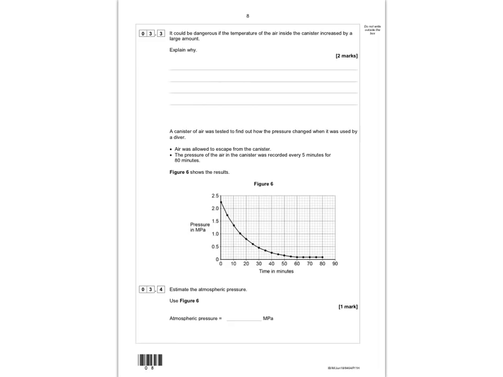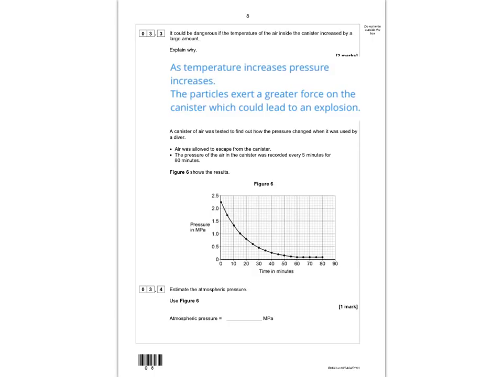So question 3.3 says it could be dangerous if the temperature of the air inside the canister increased by a large amount. Explain why. Well, the marks here are for saying, if the temperature increases, what happens to the particles? Well, the pressure of the particles is going to increase. If the pressure inside the canister increases, it could lead for the canister or container to explode or burst. So you get 1 mark for saying that the pressure increases, and a second mark for saying that could lead to an explosion.